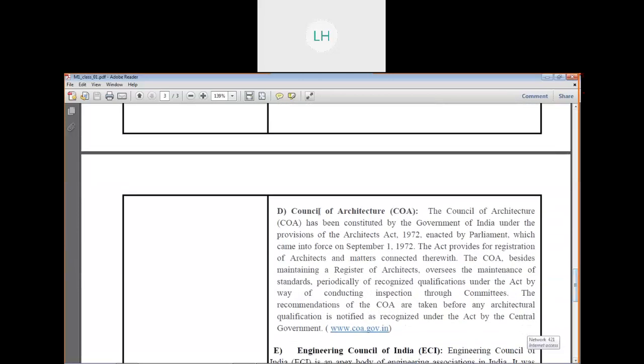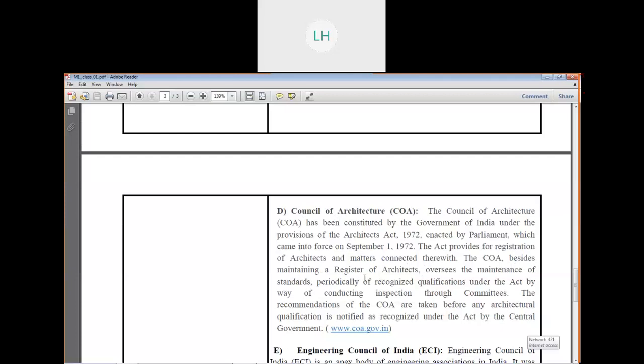So, fourthly, the Council of Architecture, in short COA. The Council of Architecture has been constituted by the Government of India under the provision of the Architects Act 1972. This act provides for registration of architects and matters connected therewith. So all the laws and any regulation related to architecture are produced by this Council of Architecture.